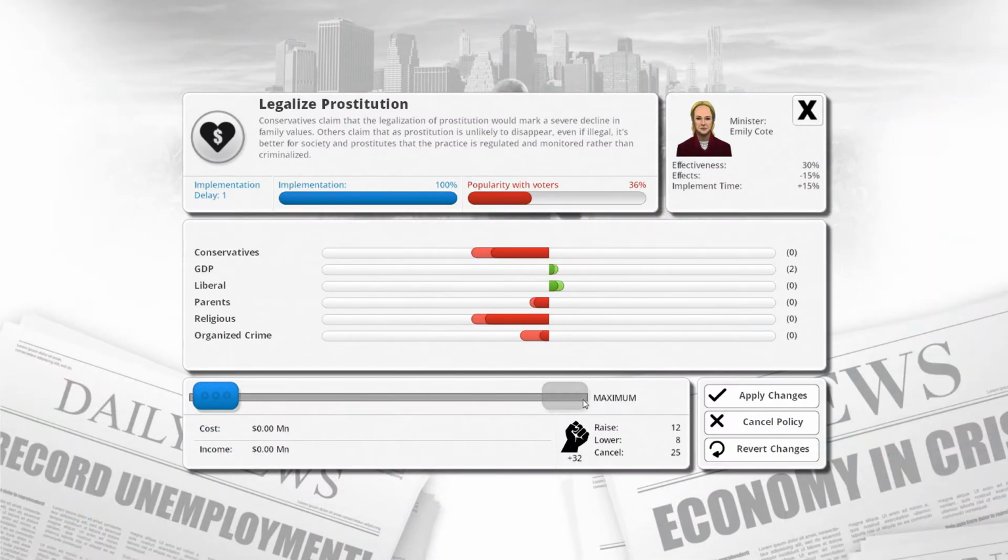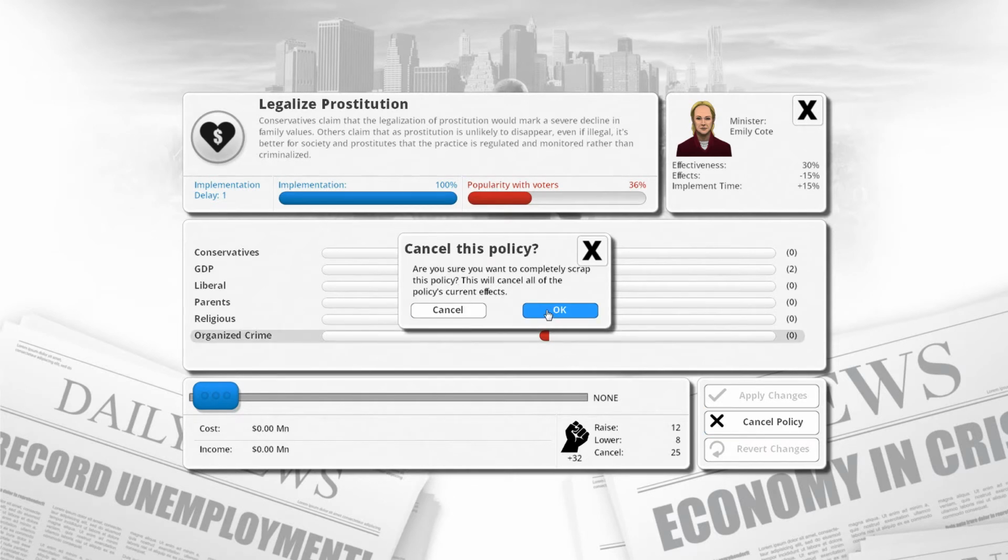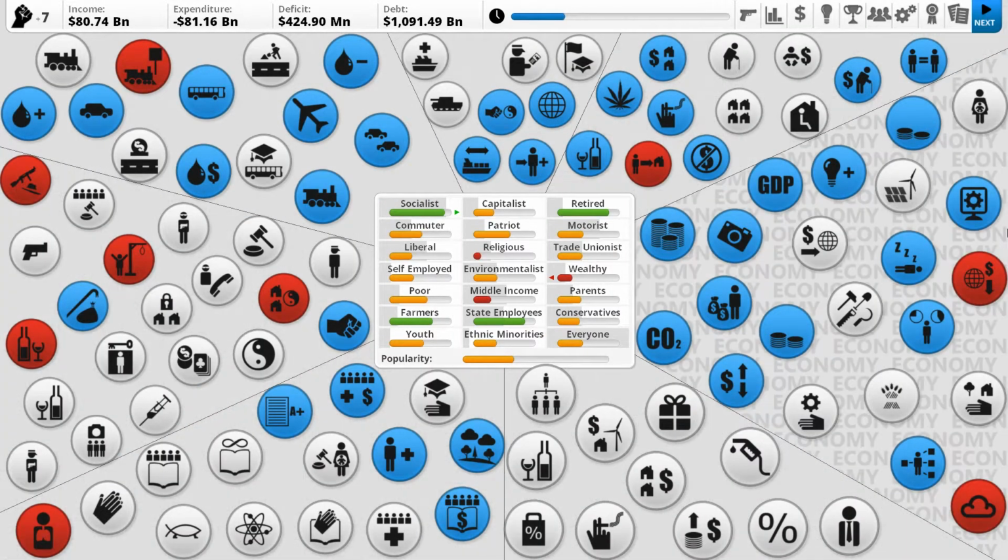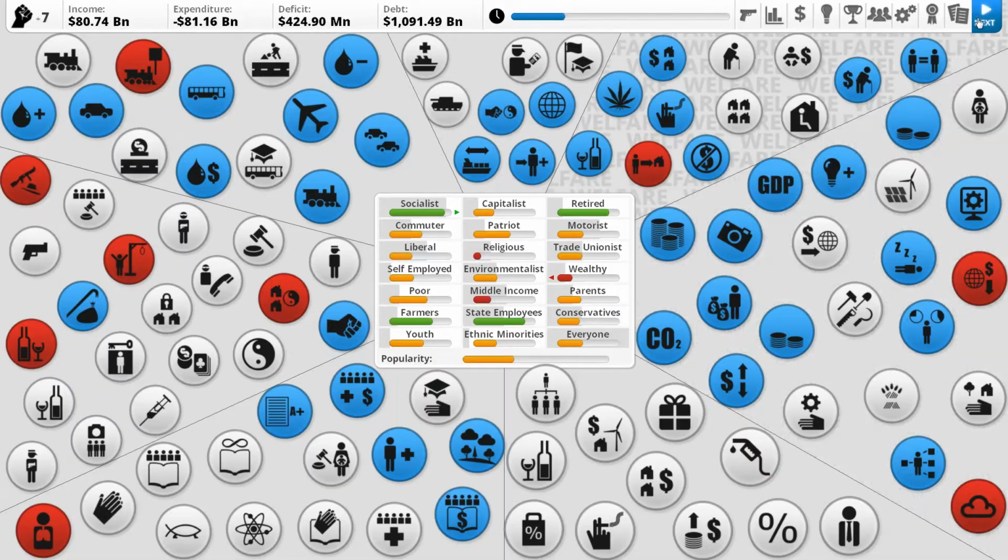Prostitution, on the other hand, reduces it. But I don't have enough love from the conservatives or the religious to do that. I'm actually going to cancel this policy this turn because everybody seems to hate it. Except for it does increase the GDP, which is terrible, but not so terrible that we can't cancel this, I don't think. Let's see the effects of that.